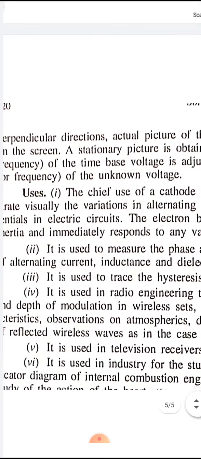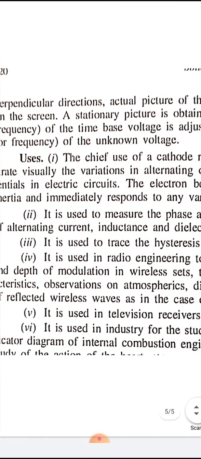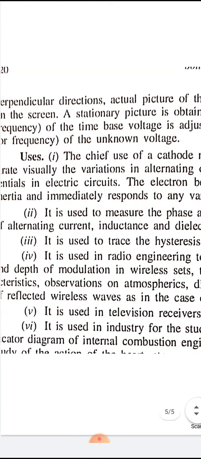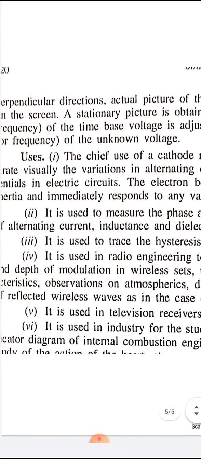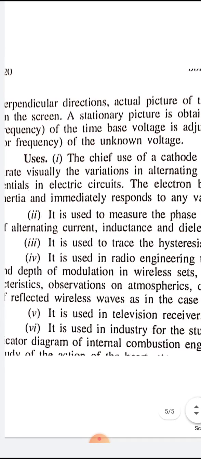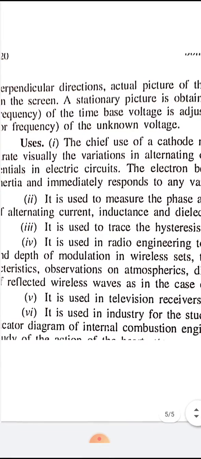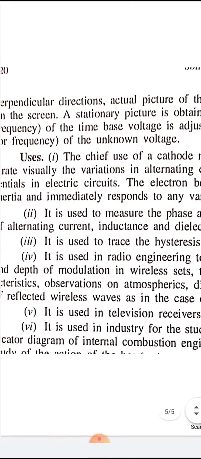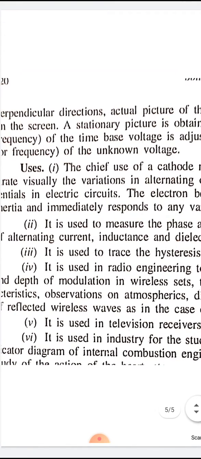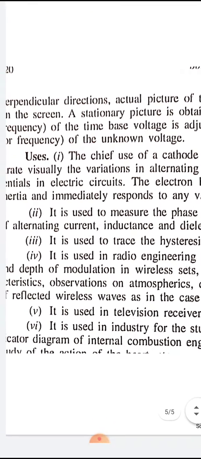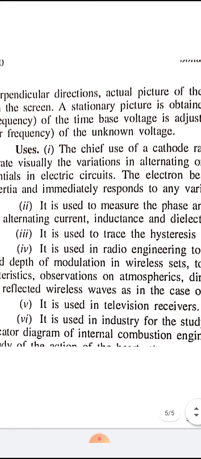Now let us discuss some uses of this cathode ray oscillograph. The chief use of the cathode ray oscillograph is to demonstrate visually the variation of alternating or fluctuating current or potential in an electric circuit. The electron beam possesses practically no inertia and immediately responds to any variation. It is used to measure the phase angle, power factor of alternating current, inductance and dielectric losses.